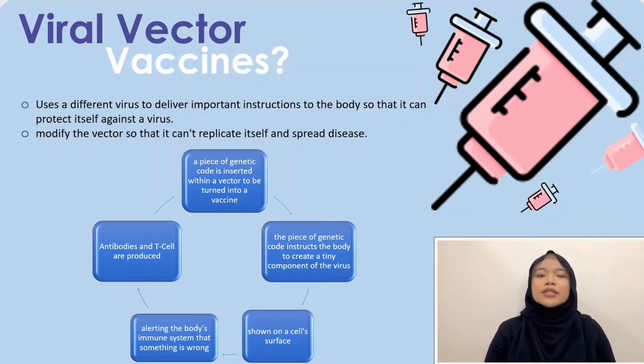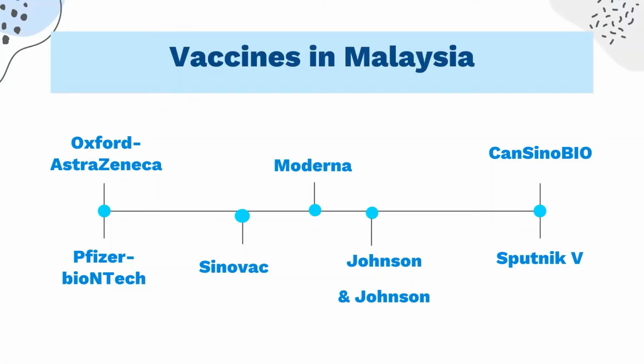This is then shown on the cell's surface, alerting the body's immune system that something is wrong. Antibodies and T-cells are produced to fight off the infection. This formula was able to produce AstraZeneca, CanSino, Sputnik V, and Johnson & Johnson as their vaccine candidates. Now, let's take a look at 7 vaccines approved for use in Malaysia as of December 2021. It is Pfizer-BioNTech, Oxford AstraZeneca, Sinovac, Moderna, Johnson & Johnson, Sputnik V, and CanSino Bio.